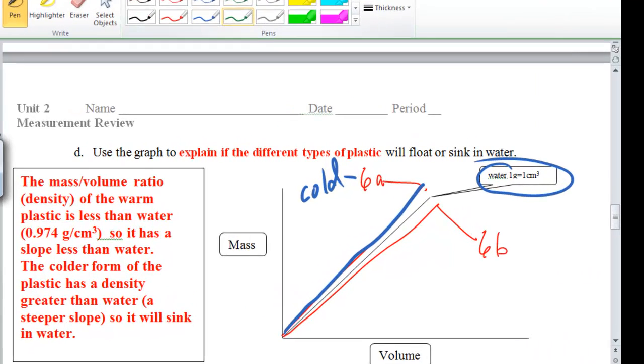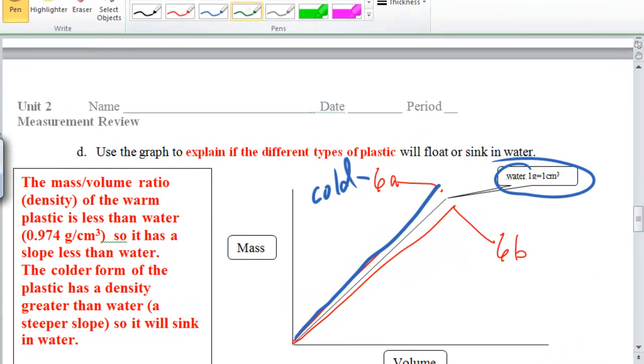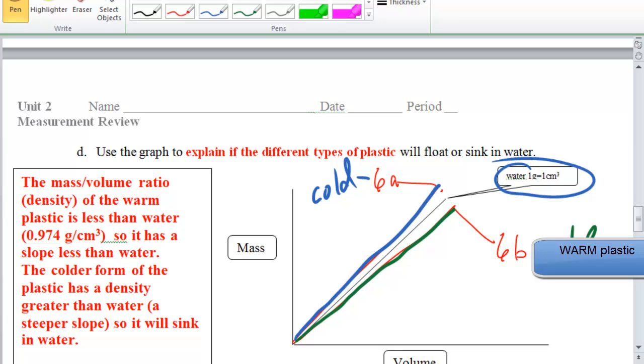Now the other piece of plastic has a mass to volume ratio a little less than water, and so its slope is less, which we found out in lab meant it would float. Now, the thing a lot of people are missing as they work on the review sheet, as I've seen them working on it, is they miss this explain part right here. The mass to volume ratio, or density, of warm plastic is less than water. And I've quoted that value here.